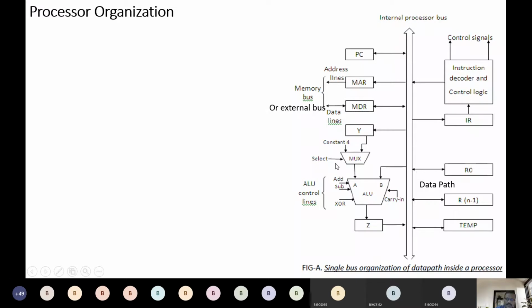Done. Now can anybody say what is MUX? MUX. Are you able to unmute yourself? Any problem? You can even chat.